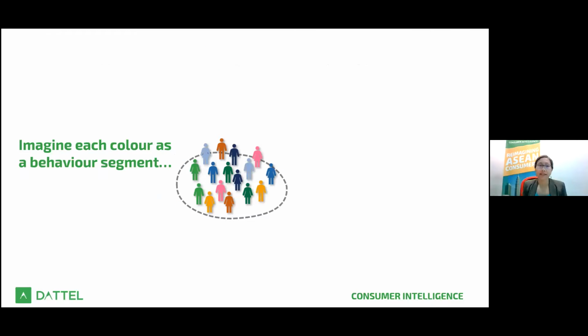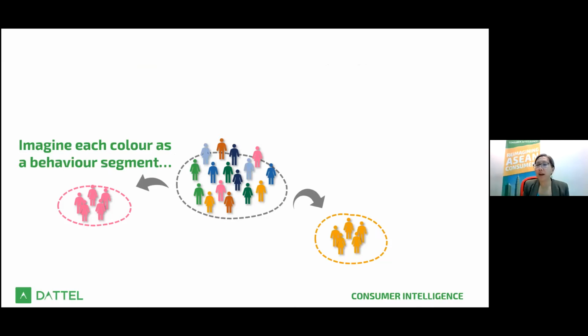So let's say, for example, look at this chart here that looks at individuals as a particular behavior segment. Each color represents one behavior segment. Now, if you take the conventional behavior segmentation, you probably would be able to see maybe one or two more.